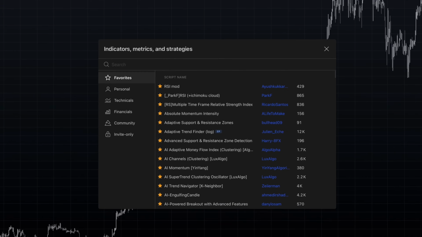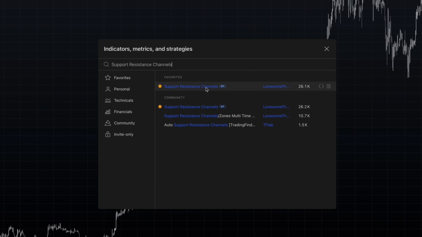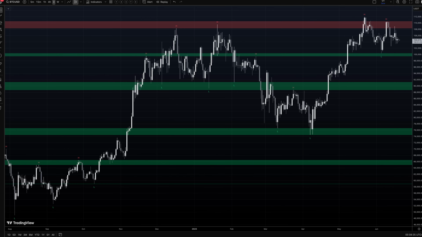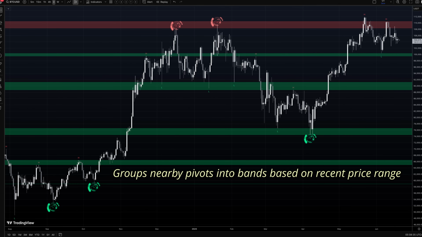Support resistance channels. Created by Lonesome the Blue, this indicator identifies and displays dynamic support and resistance channels based on pivot clustering. It scans past price data for pivot highs and lows, grouping nearby levels into bands when their range falls within a user-defined percentage of recent price extremes.